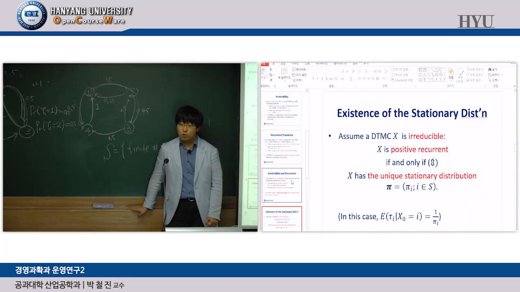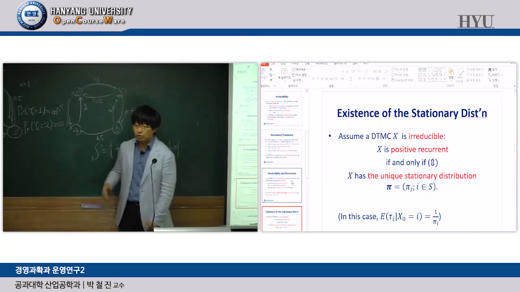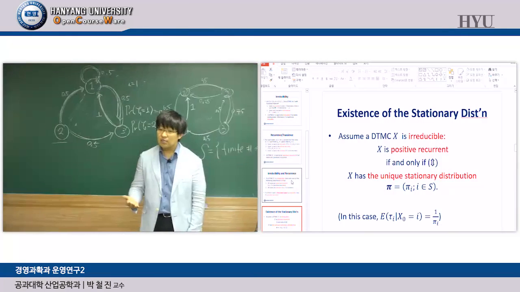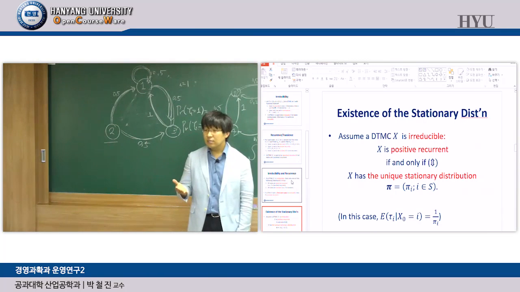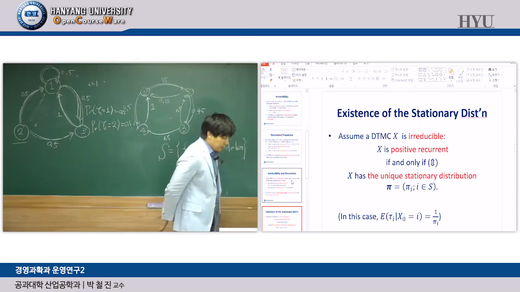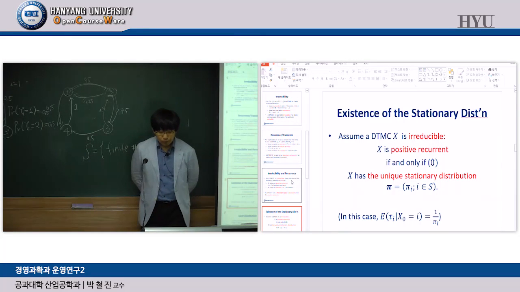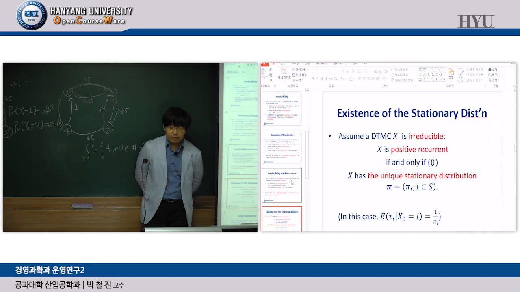But before you try to solve this, try to figure out the stationary distribution. Sometimes we need to determine whether this chain has a unique stationary distribution or not. Then first you need to figure out whether the chain is irreducible or not, and second, whether this chain is positive recurrent or not. If the chain is irreducible as well as positive recurrent, then you can figure out the unique stationary distribution.